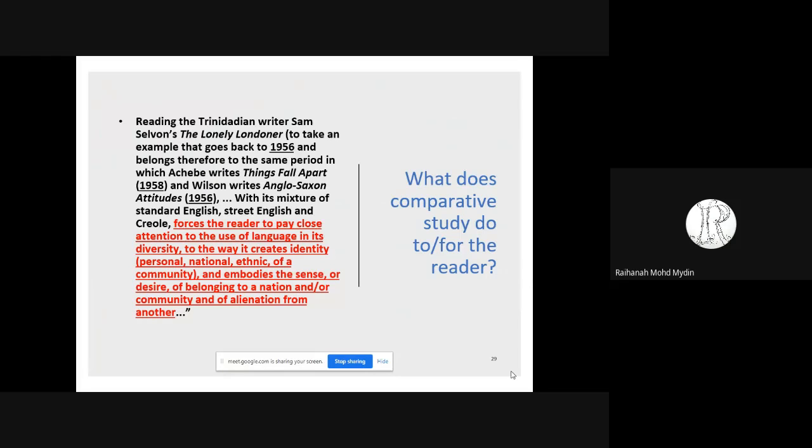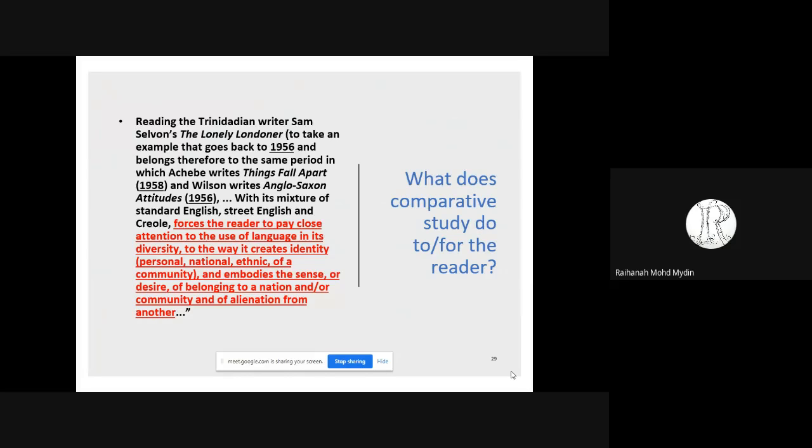another question to leave you with: what does comparative study do to and for the readers? So, this is one suggested approach. Reading the Trinidadian writer Sam Sutherland's book, it's set in 1956. Then reading Chinua Achebe's Things Fall Apart, which is set in 1958. Then reading Wilson's Anglo-Saxon Attitudes, which is set in 1956. They all have something in common, okay, but they all have something specifically unique.